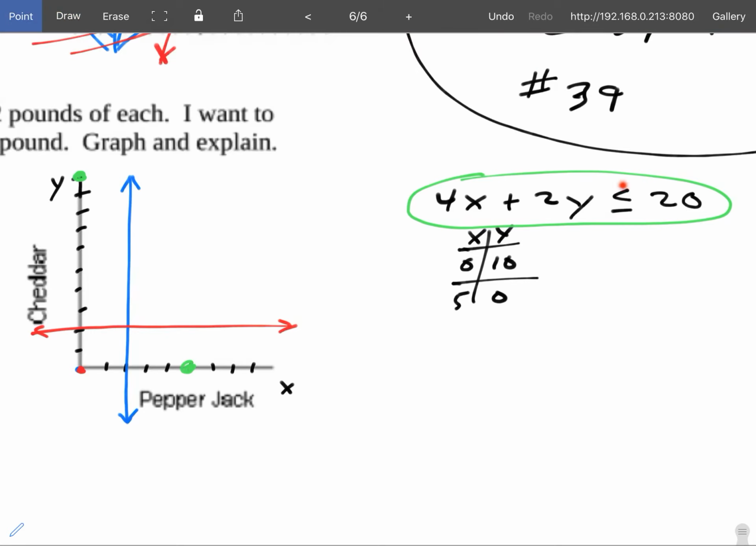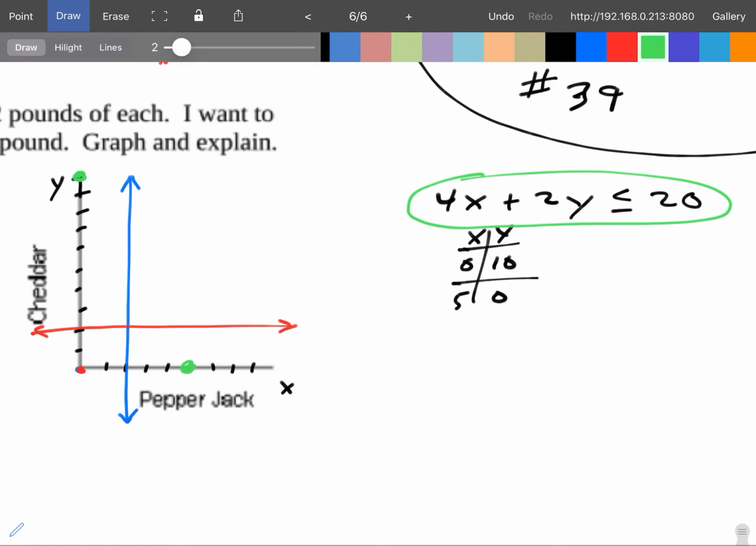And again, notice that this line has the equal to bar again. So that inequality would be a solid line. So we need to draw a solid line through 0, 10 and 5, 0. So that would look something like that.